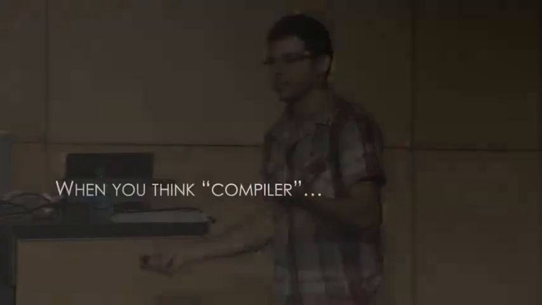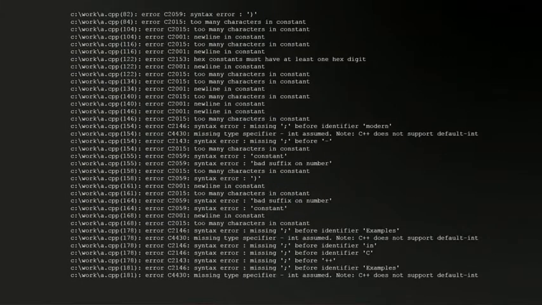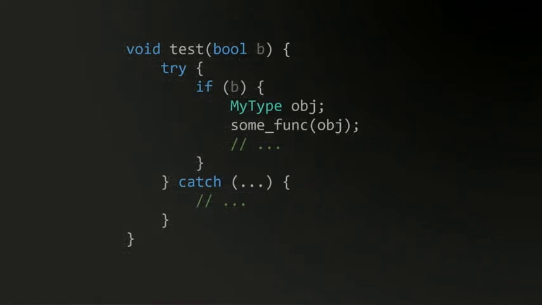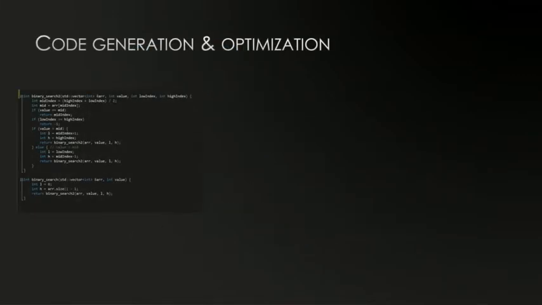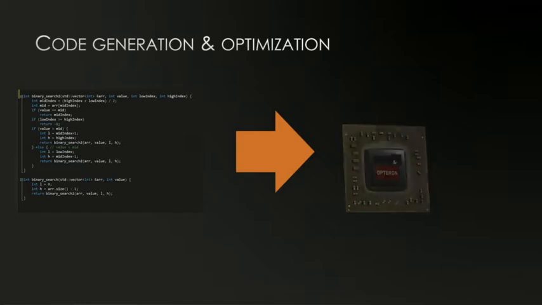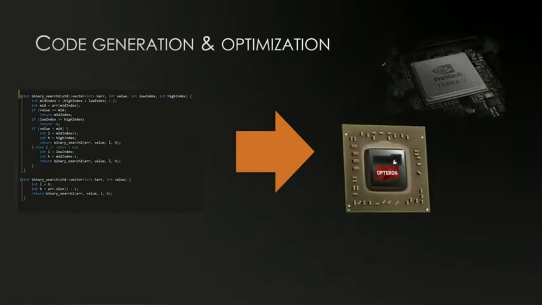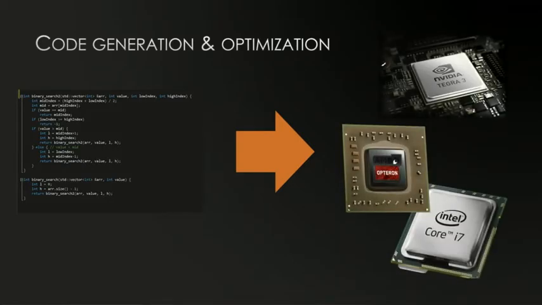When you think compiler, I think front-end errors, I think front-end warnings. I heard a really interesting thing about what the compiler is. The compiler is that thing that puts your destructors in the right place. Okay, it does that, sure. But look, you're writing your code. There's a lot of code generation and optimization that goes on to get your code to run as fast as possible on that thing, and on that thing. There's a lot of extra stuff that goes on behind the scenes after you've fixed your errors and ignored your warnings.